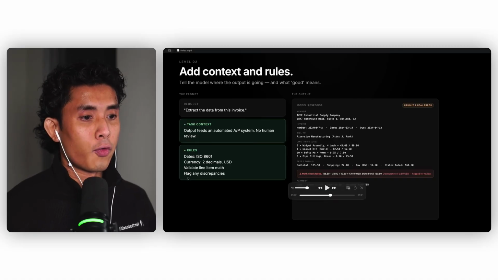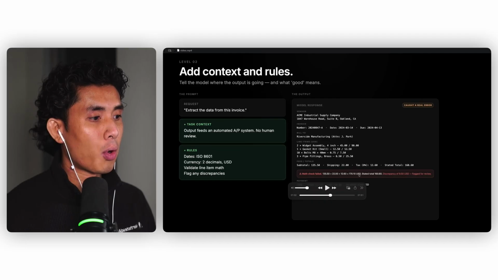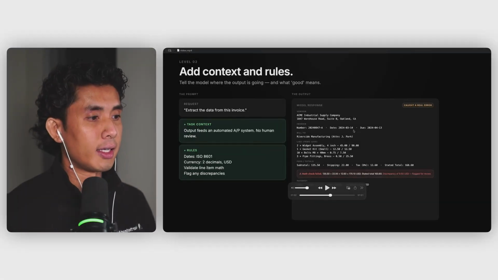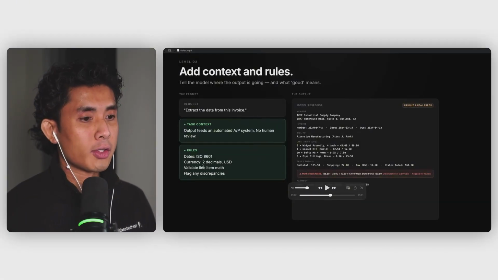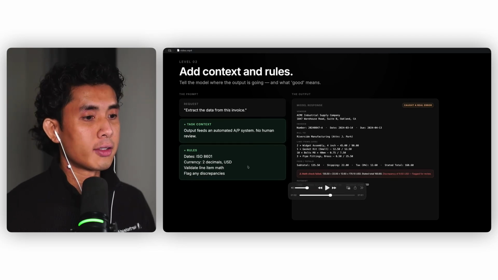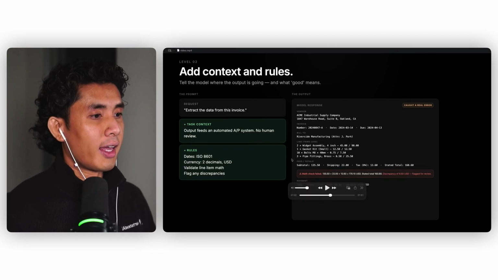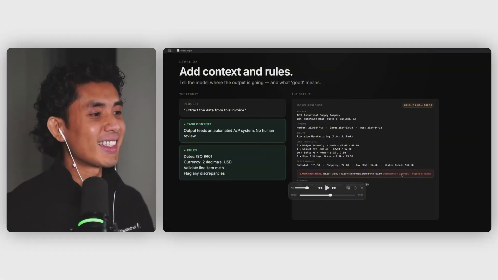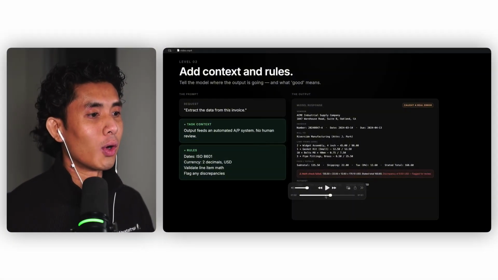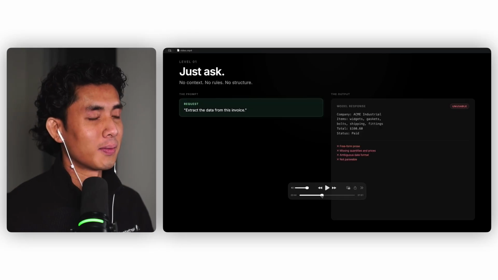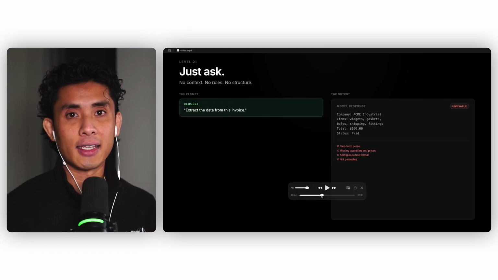So for this piece, flag any discrepancies and validate line item math. We have that part flagged here, which is great. We have the dates formatted nicely in exactly the way asked. And then we also have the currency all formatted to the same decimal place, which is just 2 decimals. So guys, if you think about it, look at this output compared to what we saw in level 1. The difference is literally night and day.